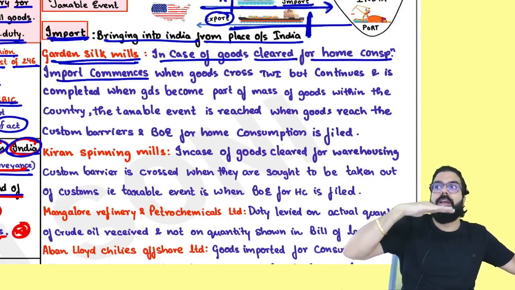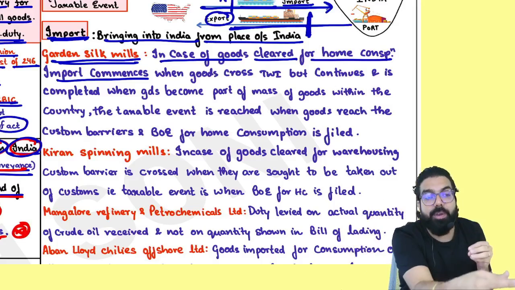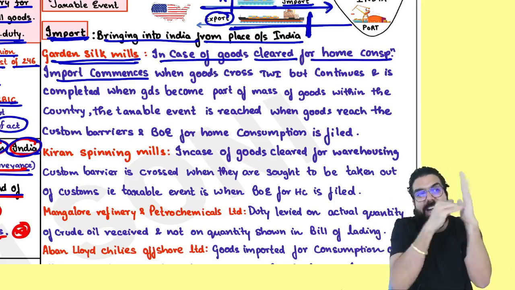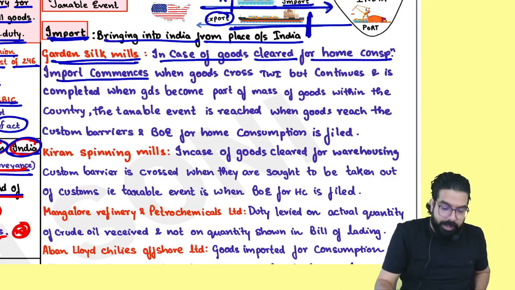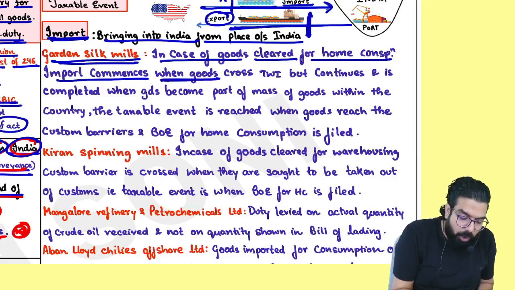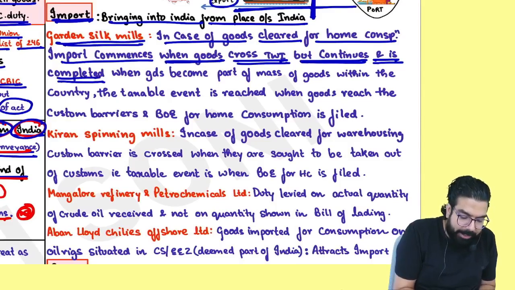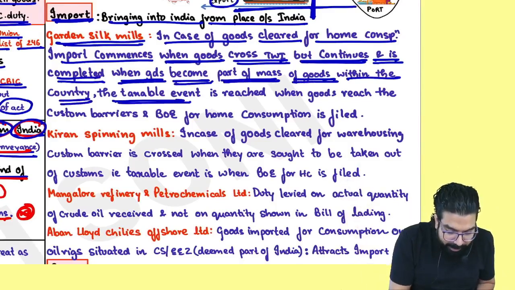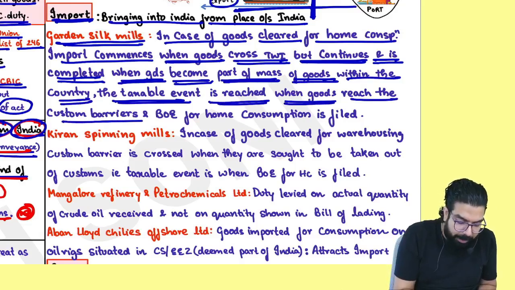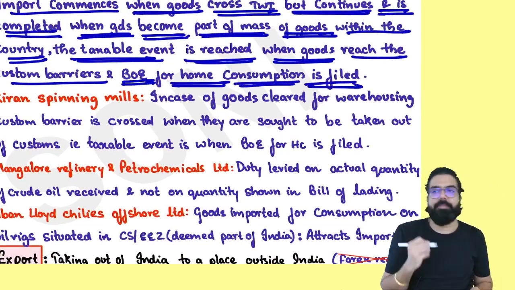Now the taxable event will continue. When the goods reach India and are unloaded, when you file the bill of entry that you want to take them out from the customs port, that is the taxable event when you have to pay the tax. It says import commences when the goods cross the territorial water but continues and is completed when goods become part of the mass of the goods within the country. It means the taxable event is reached when the goods reach the customs barriers and the bill of entry for home consumption is filed.